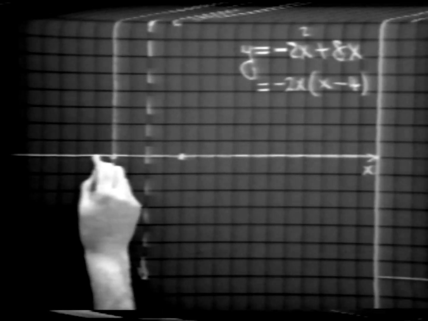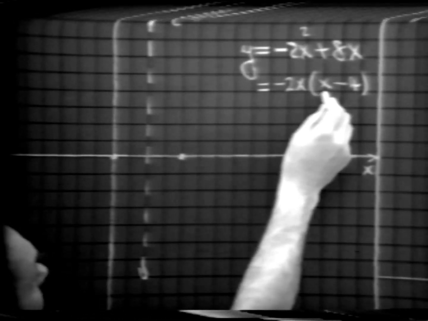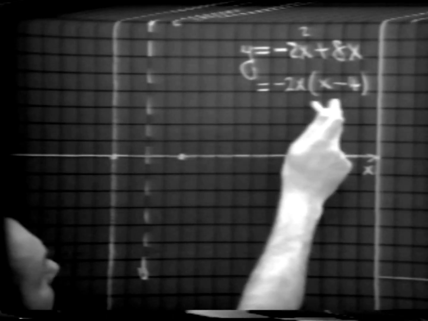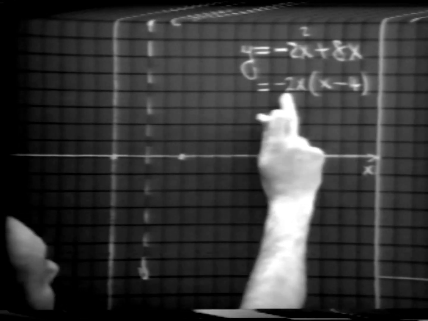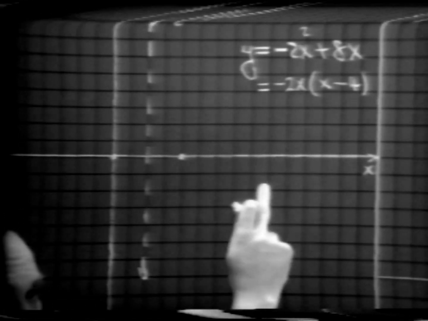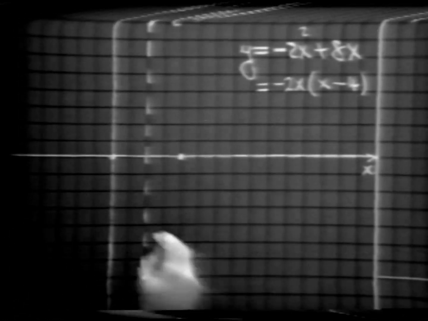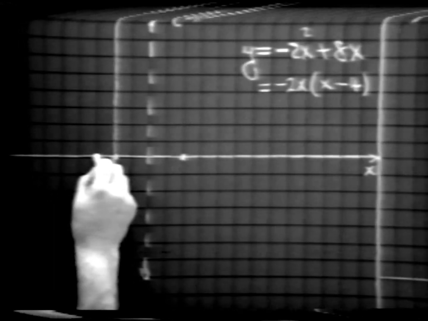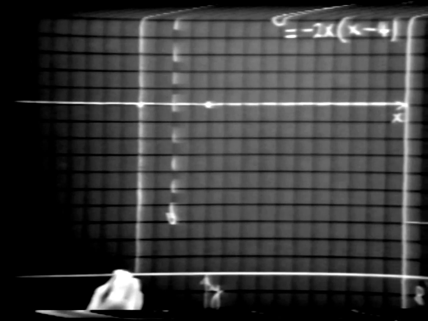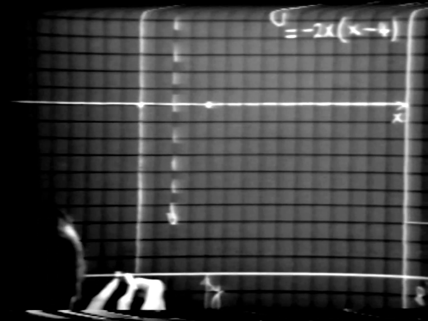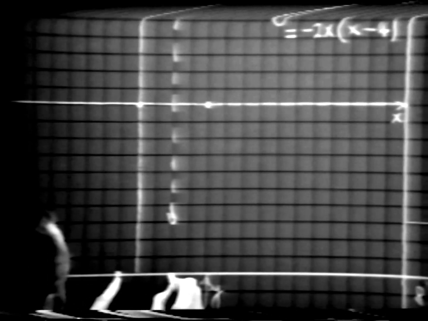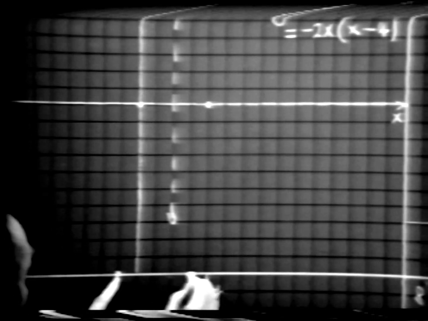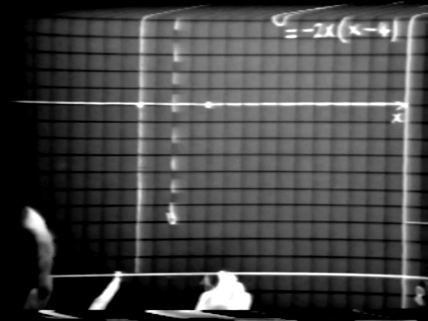Let's take another value for x. Let's say that x is -1. Here, if we substitute x as -1, -1 minus 4 is -5. -2 times -1 is 2, times -5 is -10. So here when x is -1, we're down at 1, 2, 3, 4, 5, 6, 7, 8, 9, 10. This point must be on our graph. And if this point's on the graph, because of the symmetry, we can come over 1, 2, 3 units. This point must be on our graph.